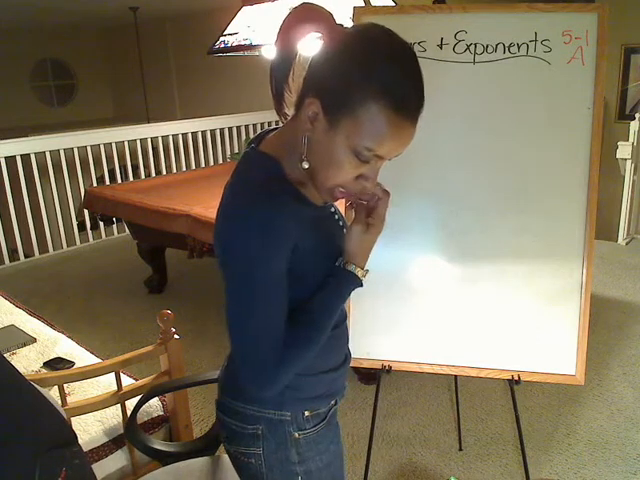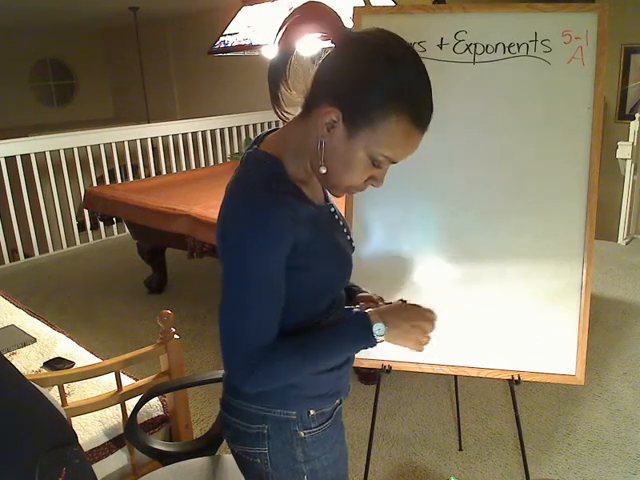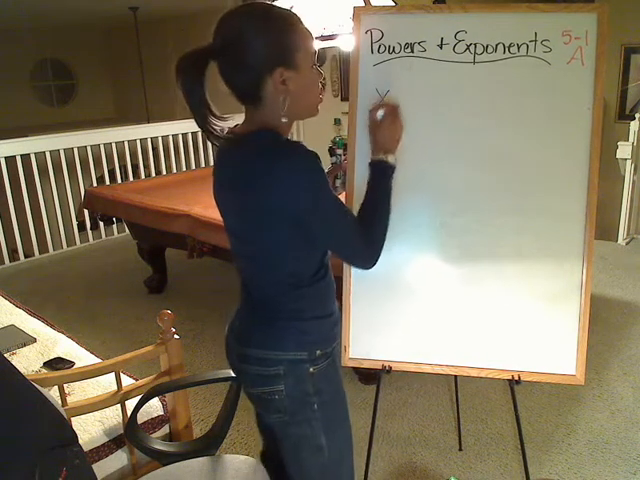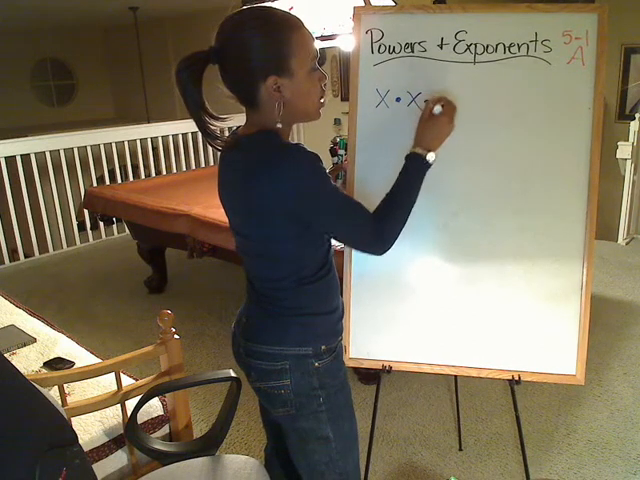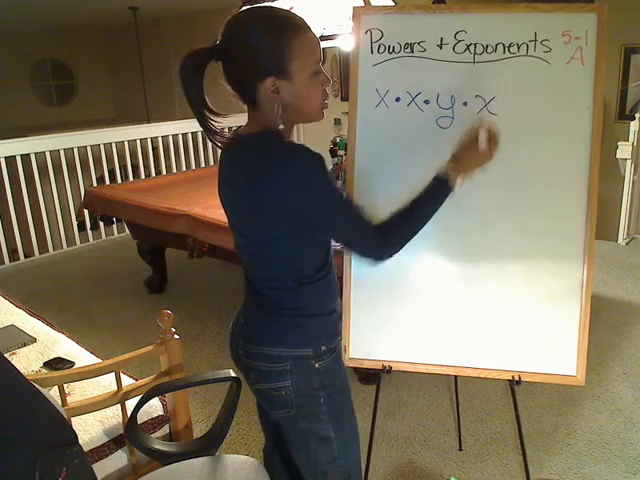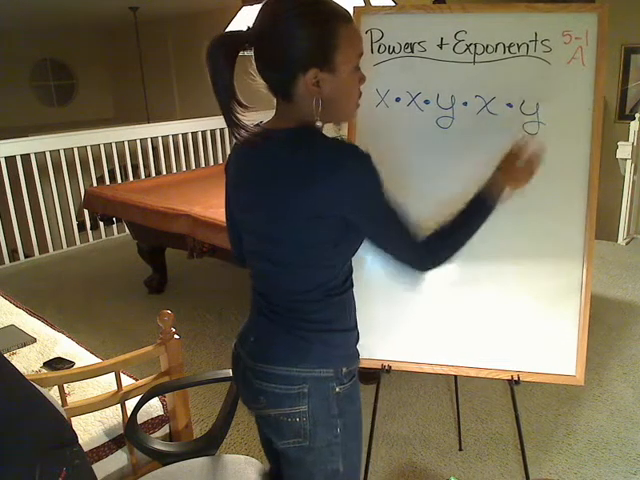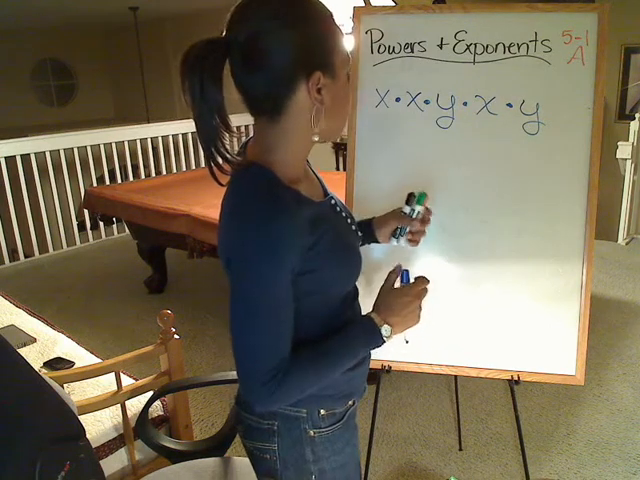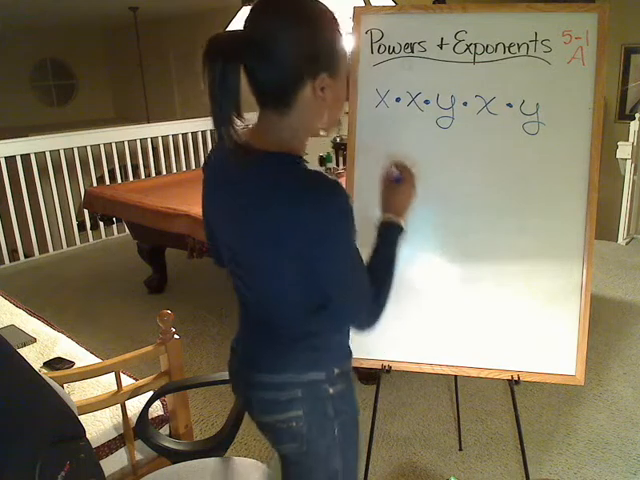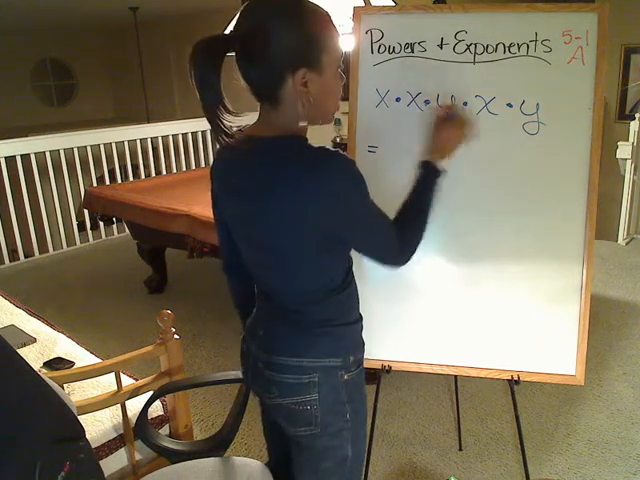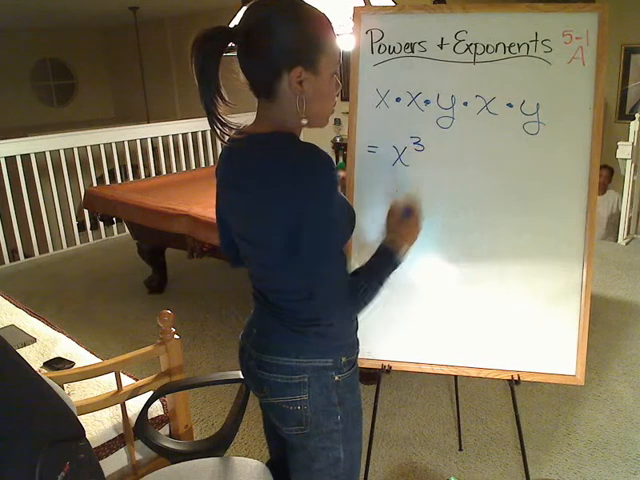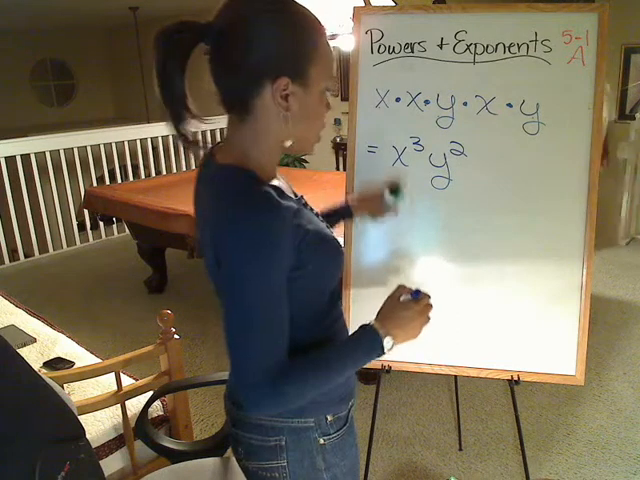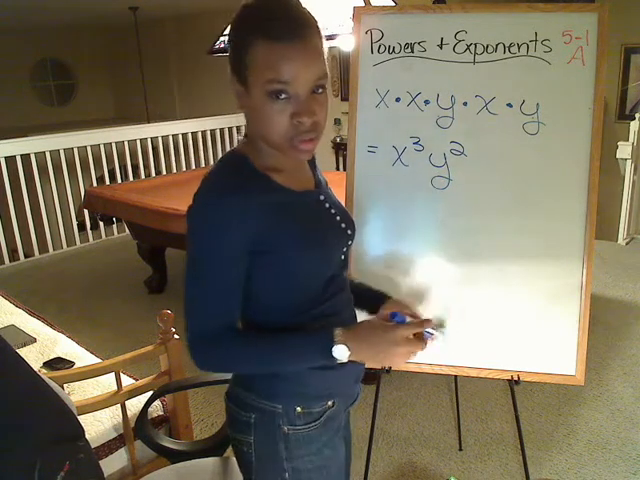Okay. Let's say you have X times X times Y times X times Y, right? And let's see if we write that as a power, there's 3 X's, 2 Y's. Okay, so it'll be X to the third power Y squared.